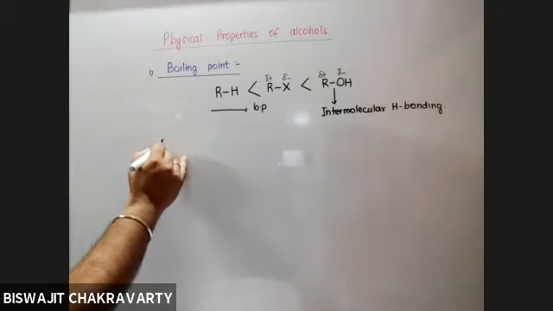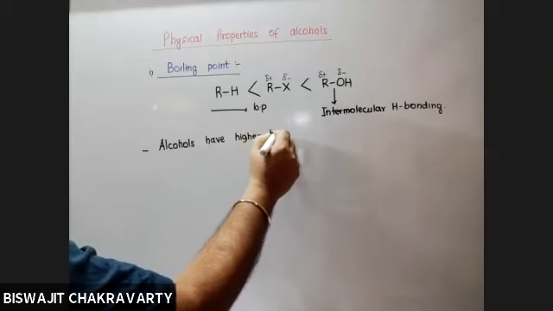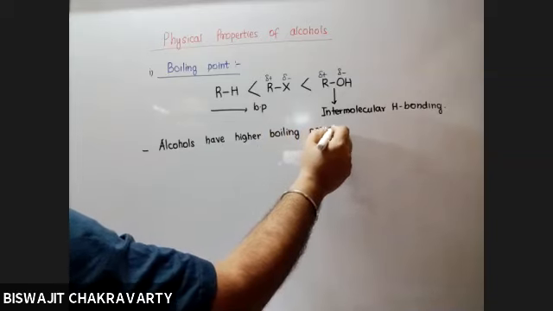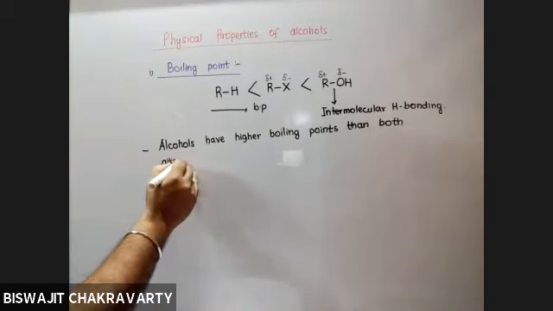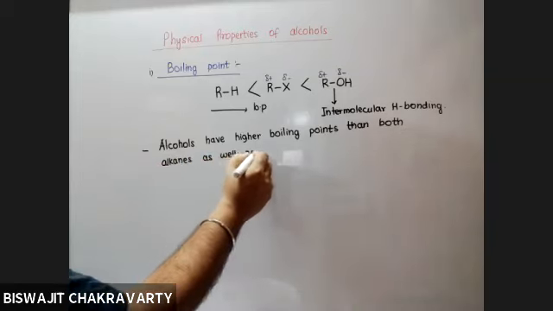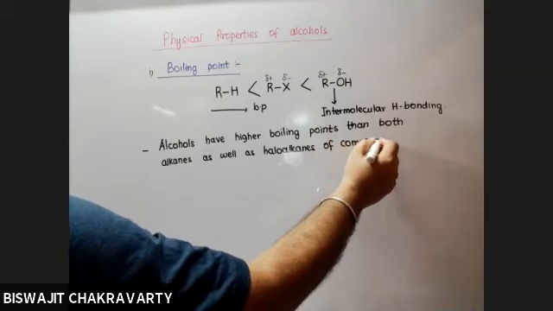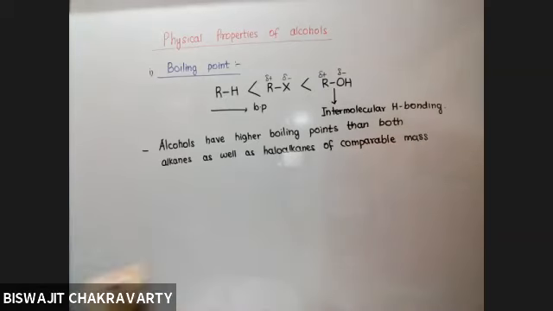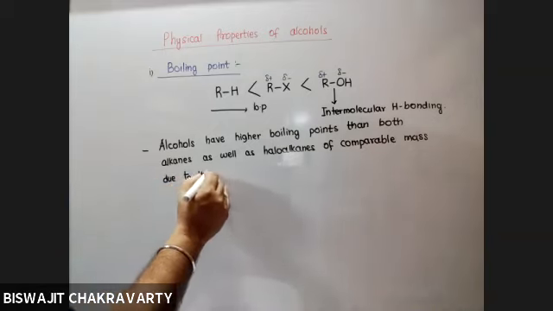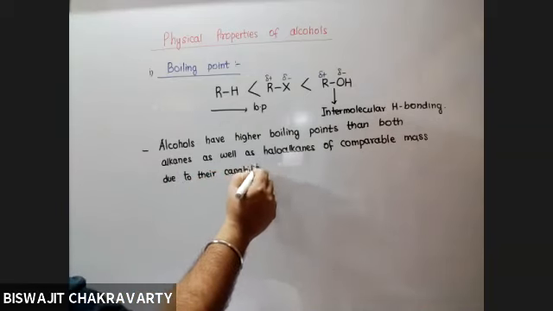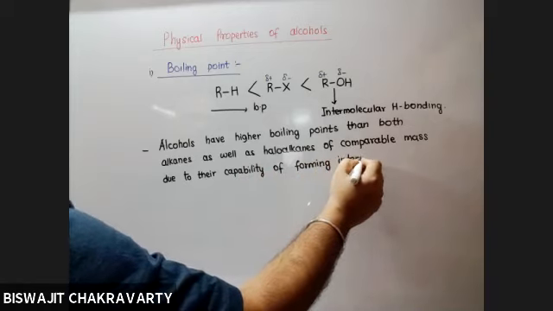So you can write down that alcohols have higher boiling point than both alkanes as well as haloalkanes of comparable mass due to their capability of forming intermolecular H bonding.